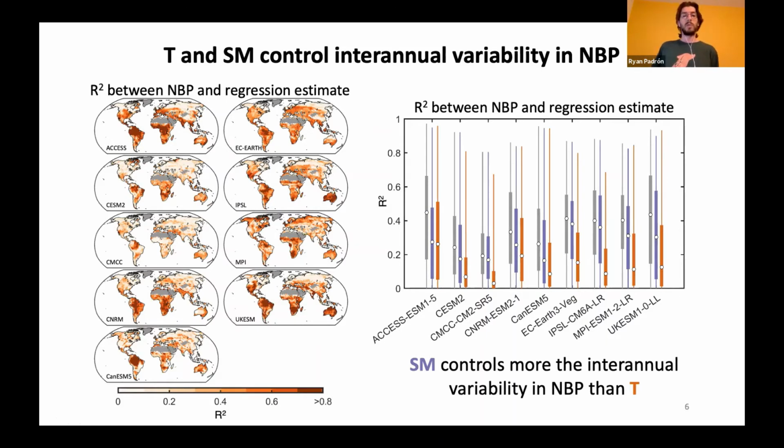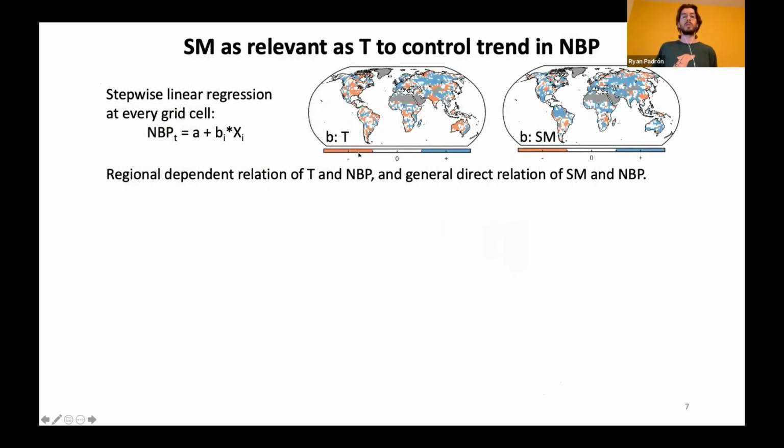So now we can move from the interannual variability explanation to seeing how these controls can explain the trend in MVP. We do this in a similar way. We fit this simple stepwise regression, and in this case, we have here the values of the coefficients. So in the case of temperature, we see that there's a regionally dependent relation of temperature with MVP, whereas for soil moisture, we still see this general direct relation, meaning that if you have a decreasing trend in soil moisture, it's likely that you will also have a decreasing trend in MVP.